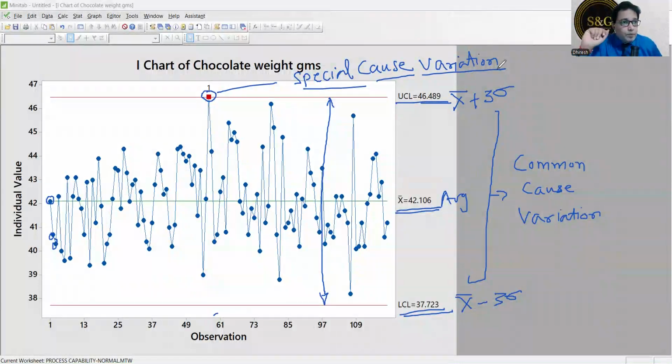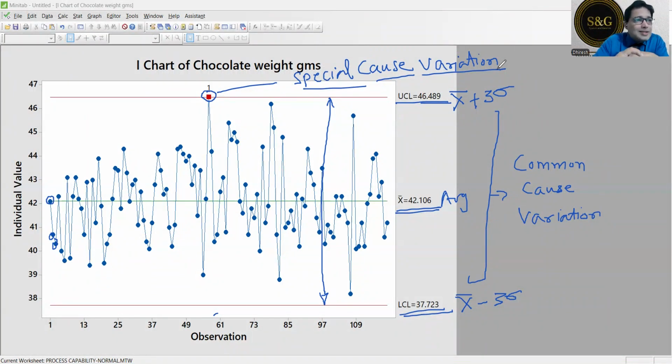Have you understood this? Now, if the process has only common causes, then the process is called a stable process. If the process has special causes as well, then the process is not stable. UCL stands for upper control limit. LCL stands for lower control limit. Write this down. Are you clear, everybody, with the basic fundamentals of stability?